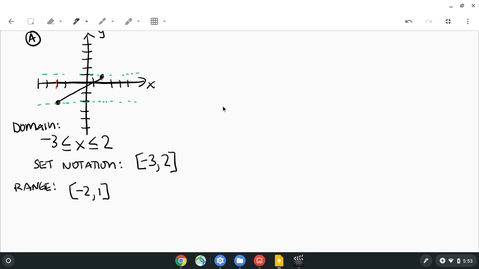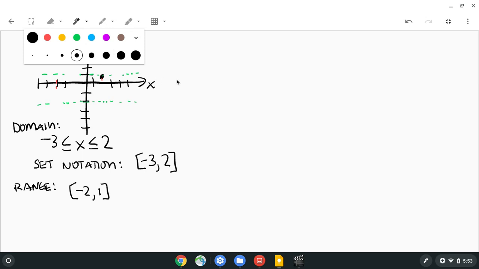Okay, so here, these filled in points make a difference. If they are not filled in, like let's say this were an open point, so let me go ahead and erase that. All right, so say it were an open point.